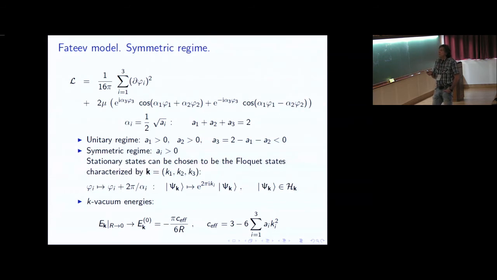And if all of A1, A2, A3 are positive, I call this regime the symmetric regime, because if you write this as a sum of exponents, you immediately see that the action is invariant with respect to simultaneous permutations of the fields and the couplings. So it's completely symmetric with respect to this, like in this polynomial in A1, A2, A3, it doesn't matter which is A1, 2, 3, how it looks like.